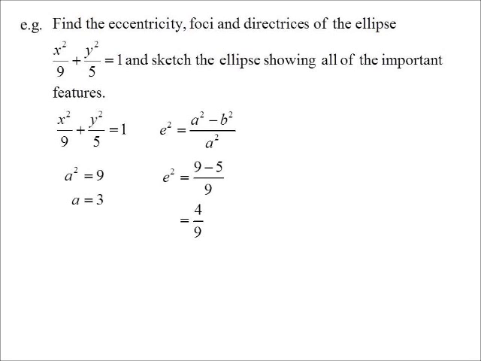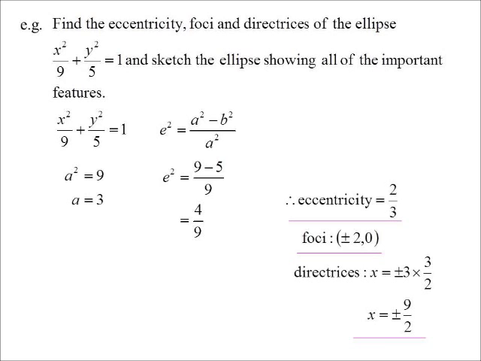So I'm going to work out my eccentricity using the a squared minus b squared over a squared formula. And it turns out to be 4/9, which is what we're expecting, because for an ellipse it should be less than 1. So eccentricity is 2/3. Foci then, 3 times 2/3, well that's 2. So plus or minus 2, 0. Directrices, a divided by e, 3 divided by 2/3, invert, multiply, we get plus or minus 9 on 2.